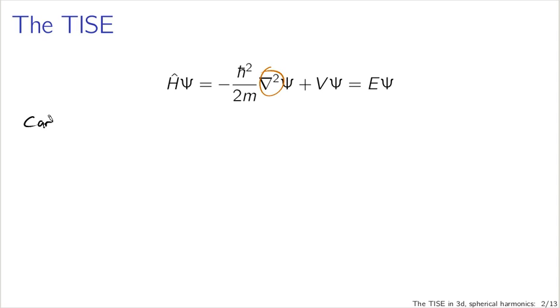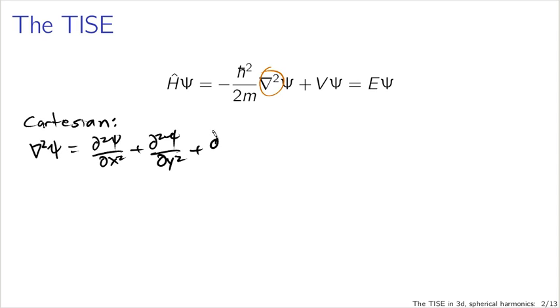If I'm working in Cartesian coordinates, the Laplacian is relatively simple. Del squared, and let me suppose that it's acting on a function here, to keep the notation simple, is going to be equal to the second derivative of psi with respect to x, plus the second derivative of psi with respect to y, plus the second derivative of psi with respect to z. The sum of the three second derivatives of psi with respect to the three Cartesian coordinates. This is our typical Cartesian coordinate system, x, y, and z.